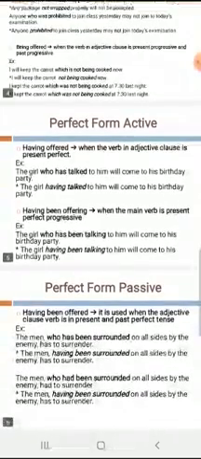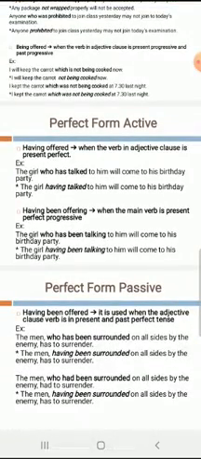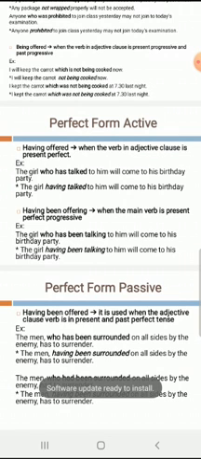Okay, next slide. We have discussed the general form, active and passive, and now we are going to discuss the perfect form, active and passive. The first one is perfect form active. In perfect form active, we use having and verb 3. Having offered. Okay, this is used when the verb in the adjective clause is present perfect. For example, the girl who has talked. So the participial phrase is the girl having talked, right?